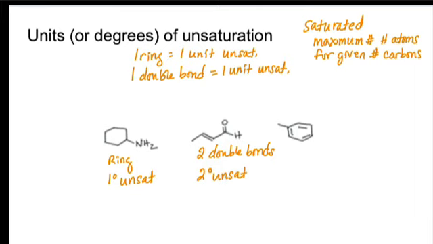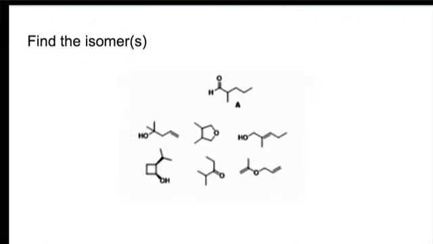The last example here is a combination of both of those rules. We have 1 ring and we have 3 double bonds. So 1 ring equals 1 unit of unsaturation, and each of the 3 double bonds is a unit of unsaturation. So we've got 4 degrees or 4 units of unsaturation. This tool will come in handy.